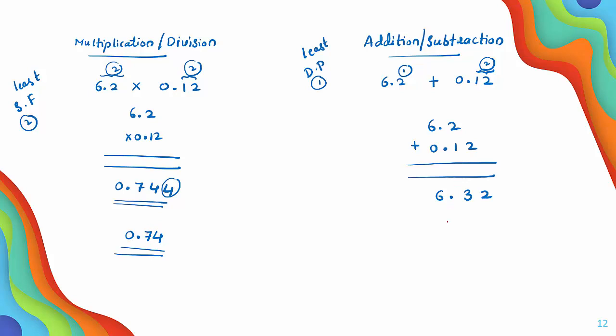Come to addition and subtraction. In addition and subtraction, we have to observe only decimal places. After the decimal point, only 1 digit should be present. Now the number is what? 6.32. Round off this number. 6.32, 2 is less than 5, so the preceding digit remains the same. The final result is how much? 6.3. So in multiplication and division, we have to observe least significant figures, but in addition and subtraction, we have to observe least decimal places. Is it clear about addition, subtraction as well as multiplication and division, right?